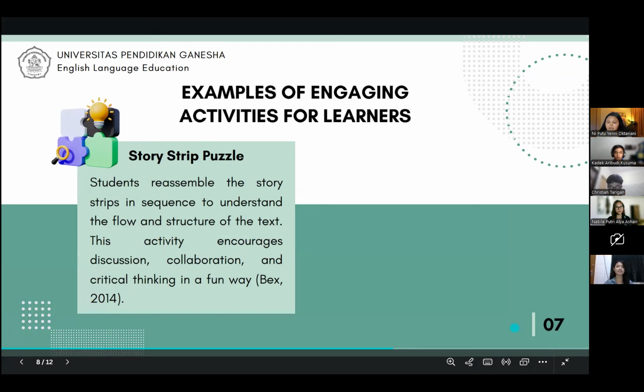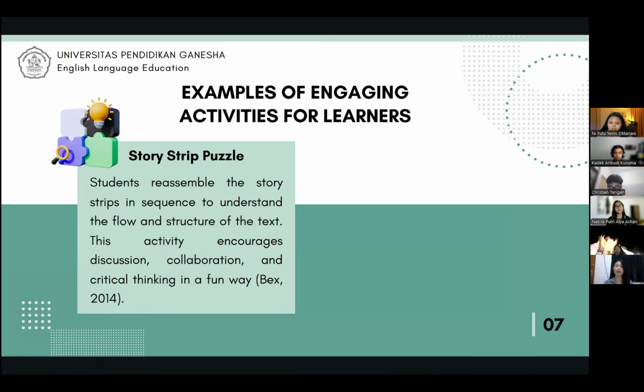The next example is story strip puzzle. The story strip puzzle is a reading activity where a story is cut into parts or individual sentences, and students work together to rearrange them in the correct order. This activity helps students understand the structure and storyline while promoting discussion, collaboration, and critical thinking.